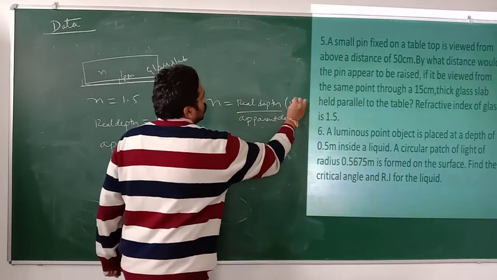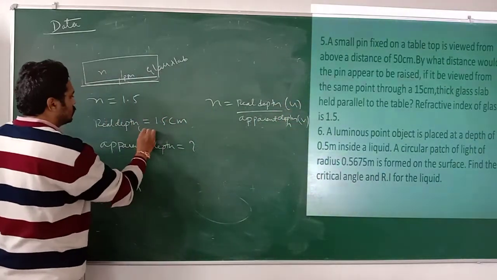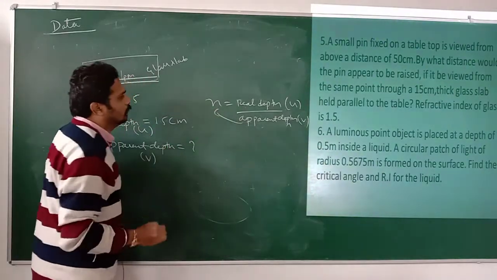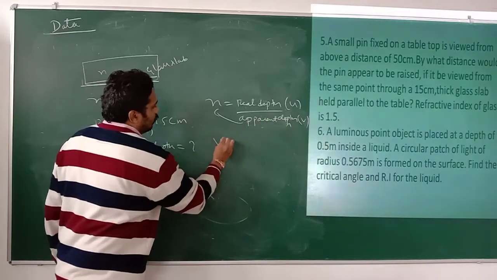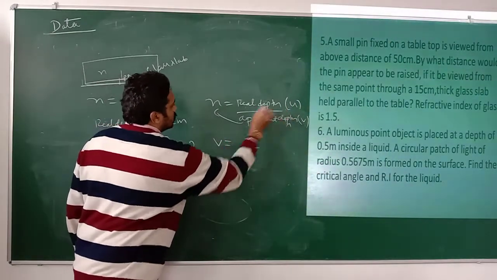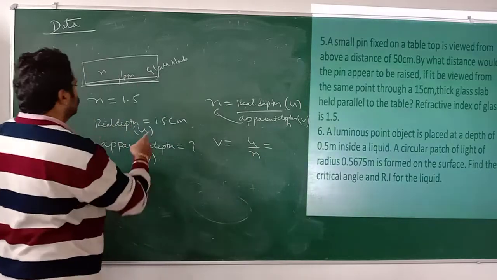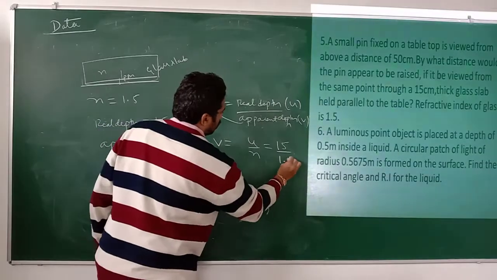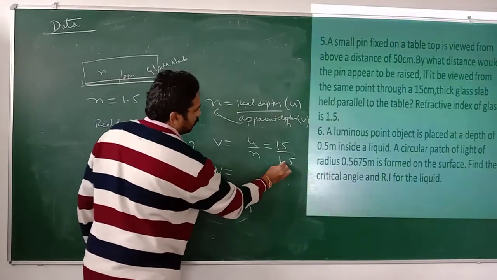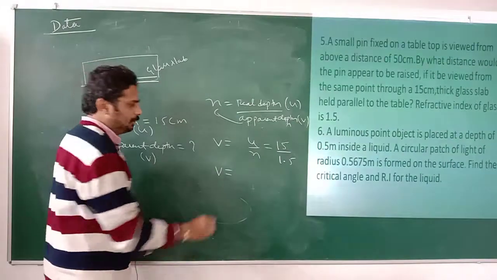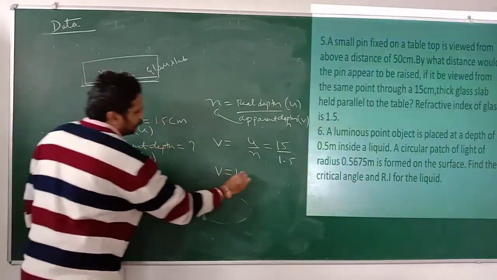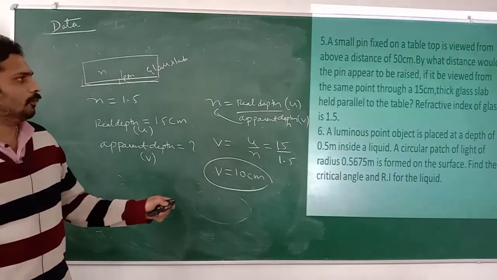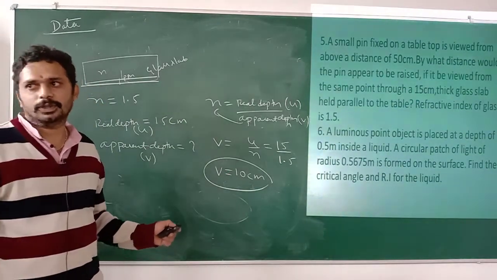Here I am using U and V. The real depth is U, the apparent depth is V. To find the apparent depth, V is equal to real depth U by N. What is U? 15. Here the refractive index is 1.5. Now V is equal to 15 by 1.5, which is 10. Here in centimeter. Therefore, we got the view from 10 centimeter. So this is the answer.